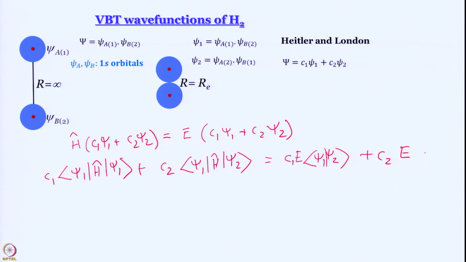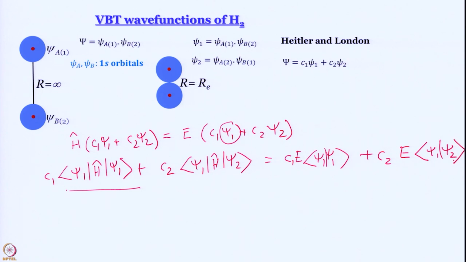So, we just take it out. Sorry, the first one is wrong, I got distracted a little bit. So, C1 E integral psi 1 psi 1 over all space. Remember, I am left multiplying by psi 1 and integrating over all space. In this case, because we are talking about 1s orbitals, C2 E psi 1 psi 2.